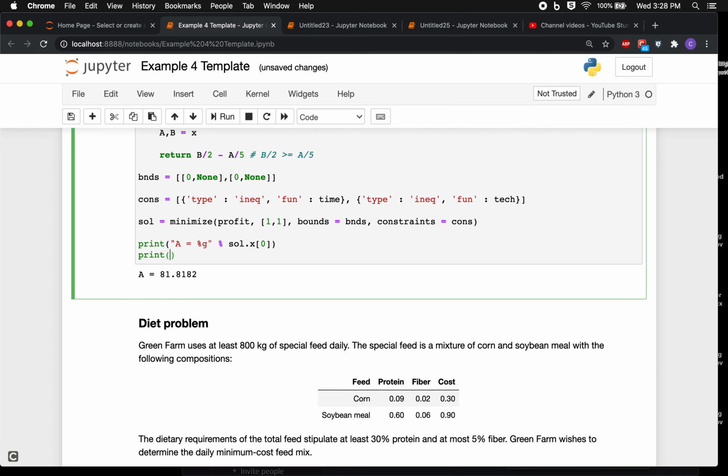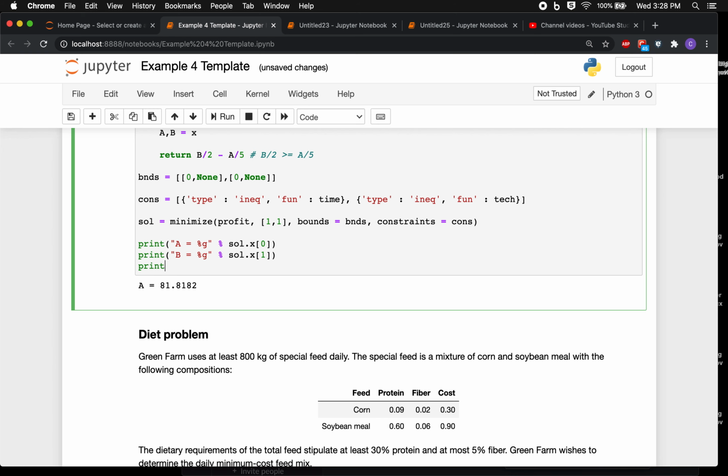I get B is equal to percentage G. And then I'll do percentage sol.x of 1. And then if I want to do my profit, I'll do again 0.2f or percentage 0.2f. And here I'm going to pass in minus sol.fun, right? Because remember, when we want to maximize something, it's equivalent to minimizing the negative of the function, and then we got to negative it again.